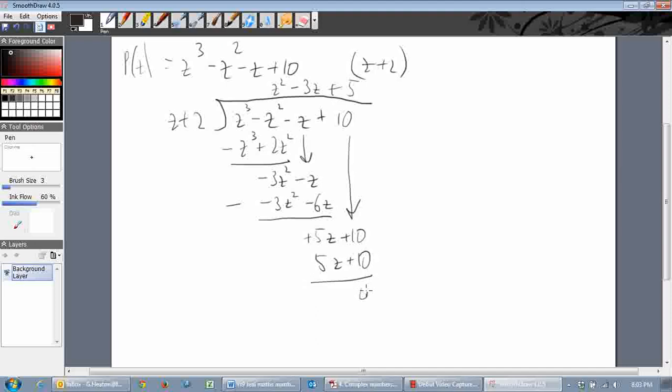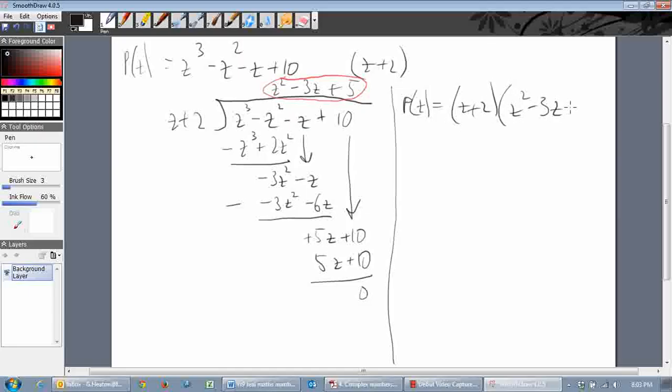And good, what you want to get is 0 here. You need this to happen for this to be a perfect factor. So what we have here is your other factor. It's a quadratic factor here. Okay, so it's a lot of work. Factorizing is a lot of work. So therefore, at the moment, we have that this polynomial is equal to (z + 2)(z squared minus 3z plus 5) so far. Okay, let's finish this off.